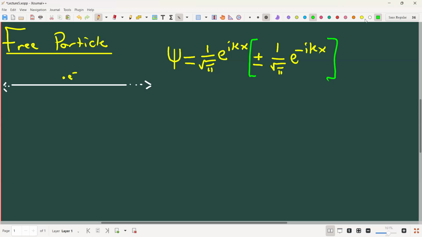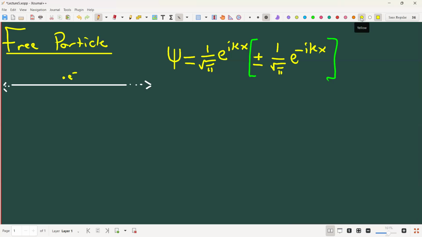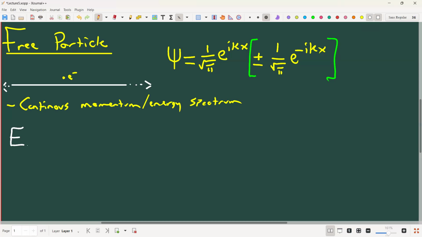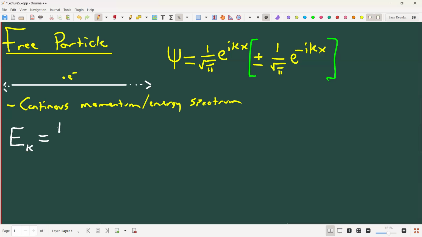The result of this, as we saw, was that this has a continuous energy spectrum, which means that the particle can be at any energy it wants. So it has a continuous momentum and energy spectrum. And the reason why is that we saw the kinetic energy of this system, E sub k, is h bar squared k squared over 2m.